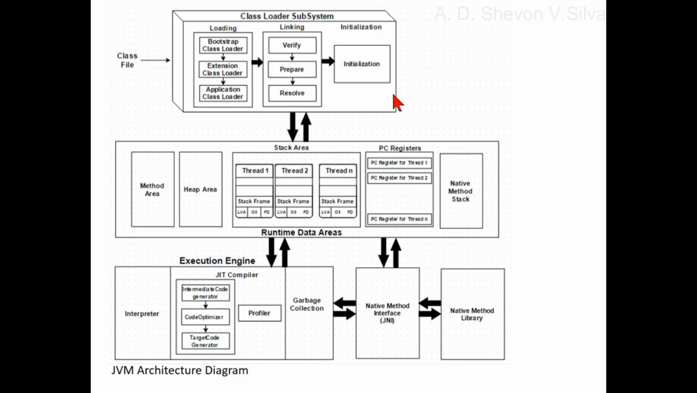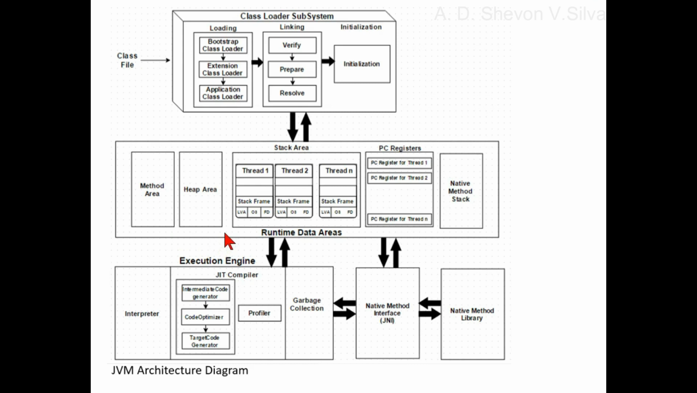Initialization. This is the final phase of class loading. Here all static variables will be assigned with the original values and the static block will be executed. Runtime data area. Runtime data area is divided into 5 major components. Method area. All the class level data will be stored here, including static variables. There is only one method area per JVM and it is a shared resource.